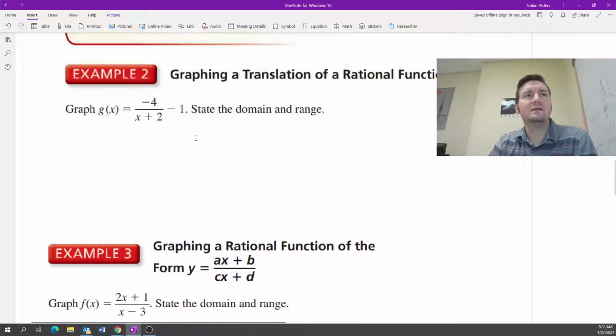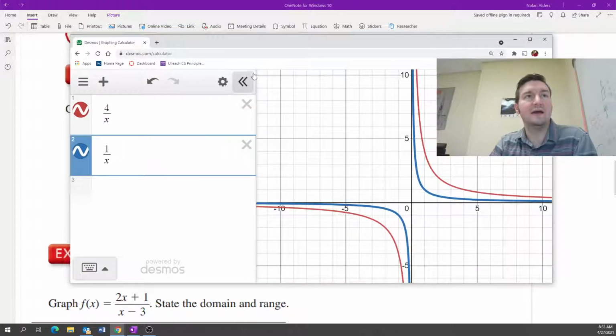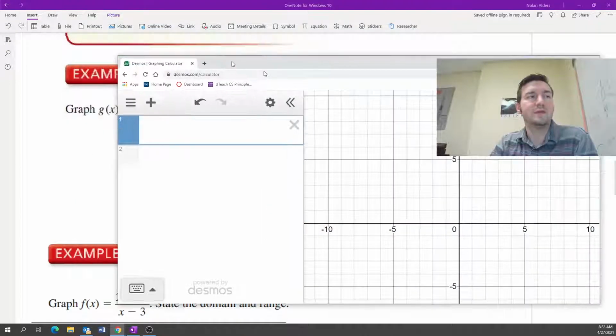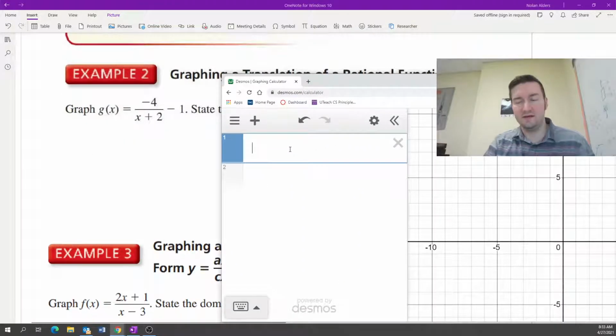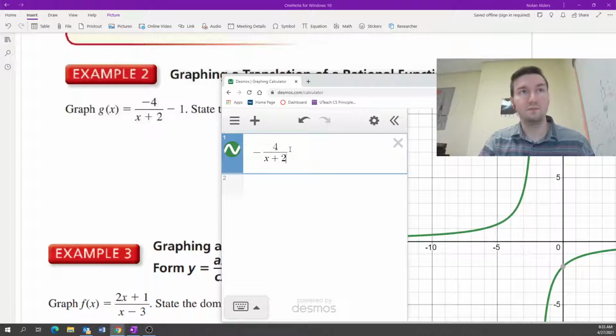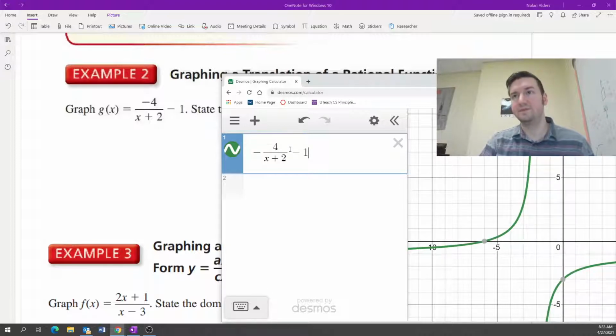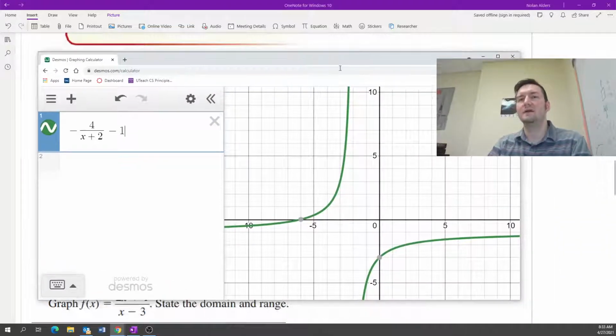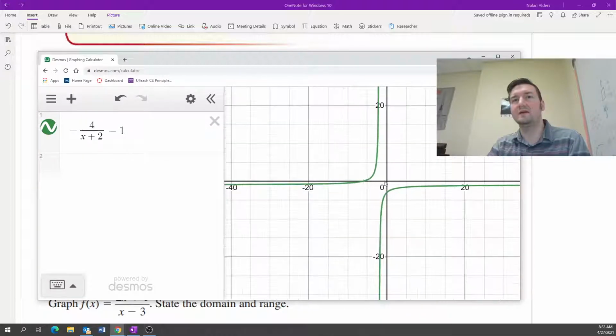All right, let's graph this function here, and then we want to take a look at domain and range. So let's type this in: -4 divided by x plus 2, minus 1. All right, and then let's look at domain and range.